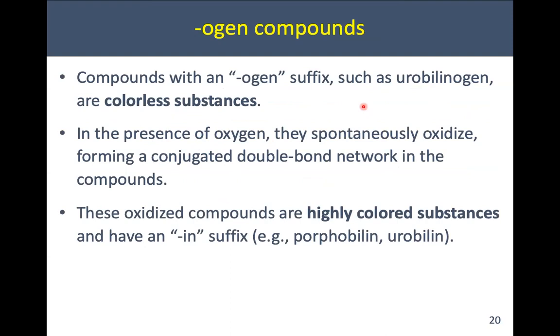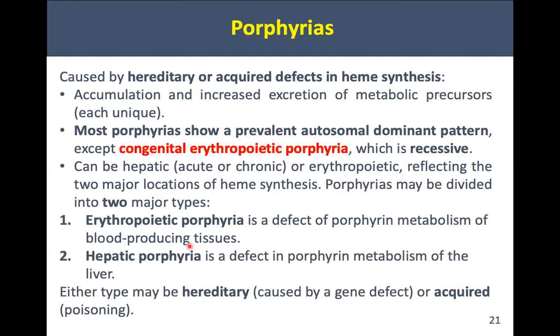Okay, so this is just a little bit of a fun fact, I guess. If you see something ending in -ogen, that means that it's colorless. And if you see something that ends in -in, it means that it's actually very highly colored. And you guys actually know about this because you know about bilirubinogen, for example. I don't know if you guys took GI yet, but -ogen just means colorless. And then if it has the suffix -in, it means that it's colored.